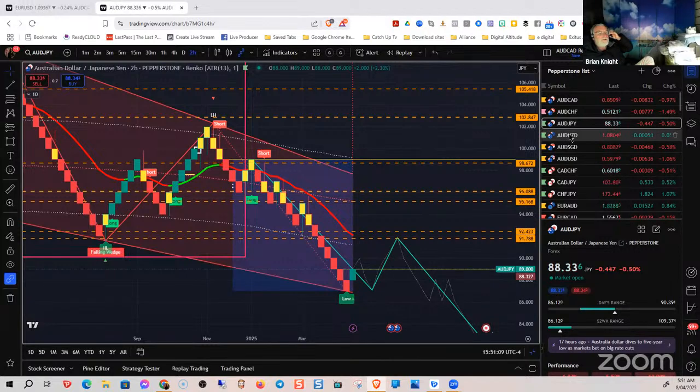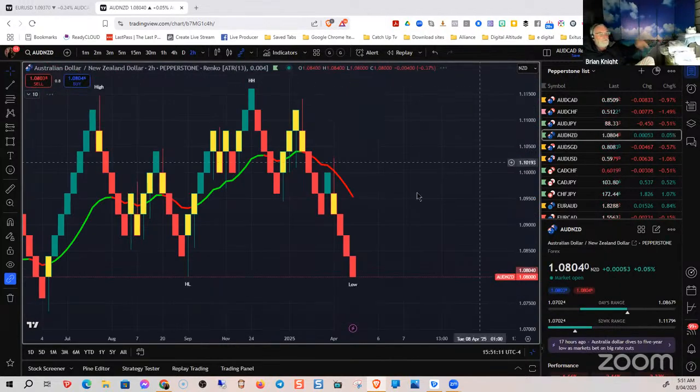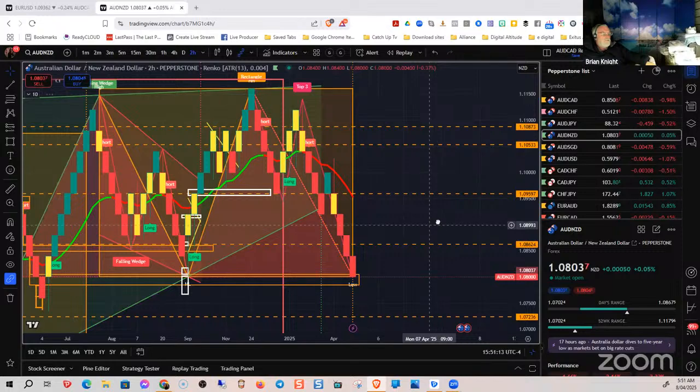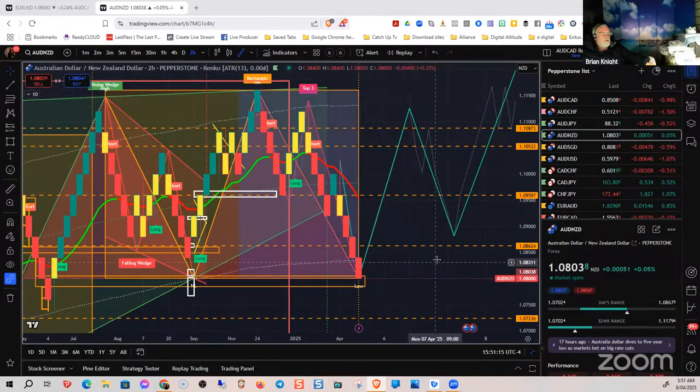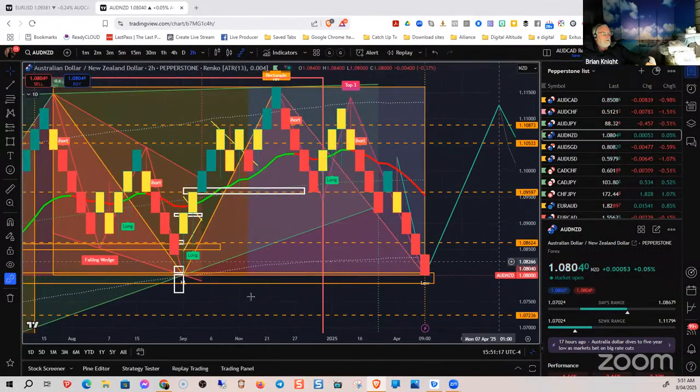Okay, AUD/NZD. It dropped off as well, but it's only come down to the same spot. I'm in this one for the sell.